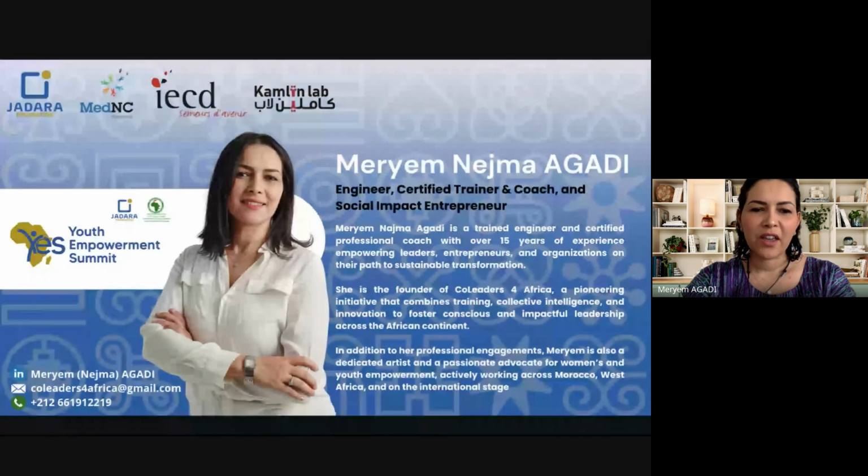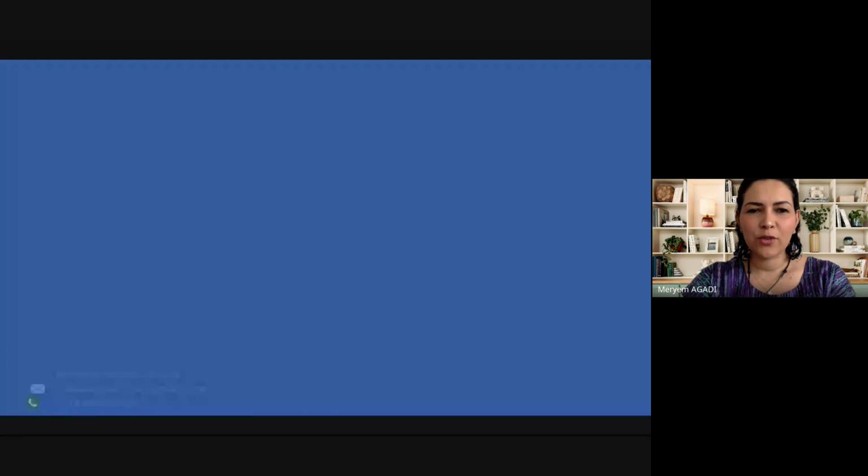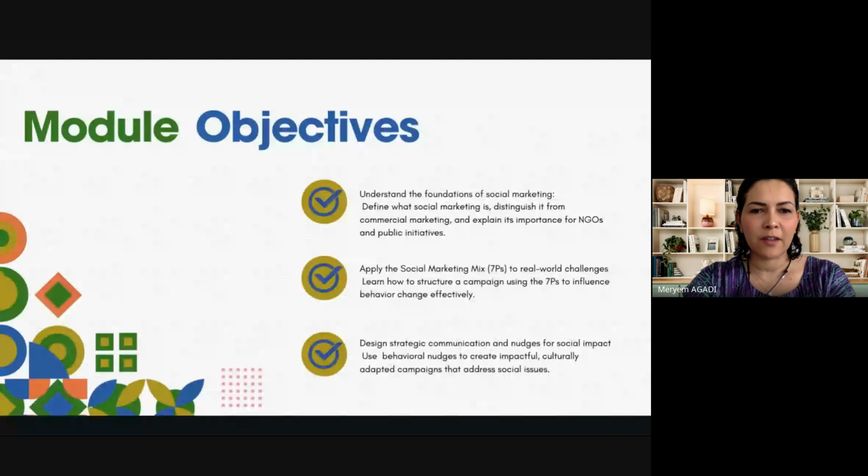So, welcome again through this platform, these workshops, through this amazing summit, which is the Yes for Africa Summit. Now we will work on three main objectives. The first one is to understand the foundations of social marketing by defining what social marketing is, the basic definition, and distinguishing between social marketing and commercial marketing. We will also explain the importance for NGOs of using a social marketing strategy.